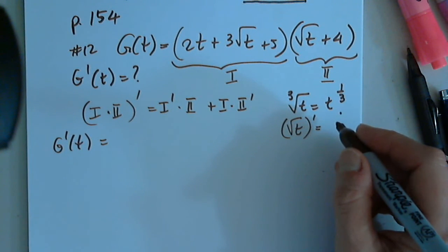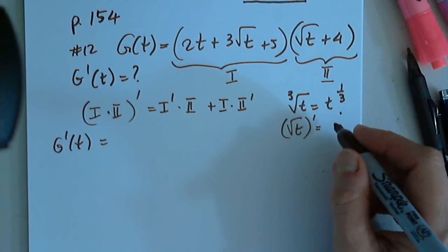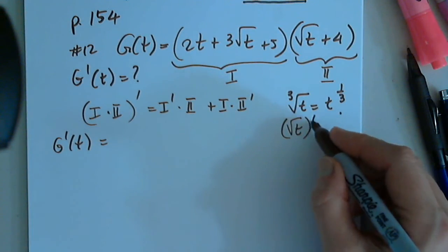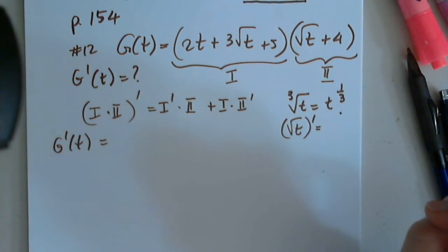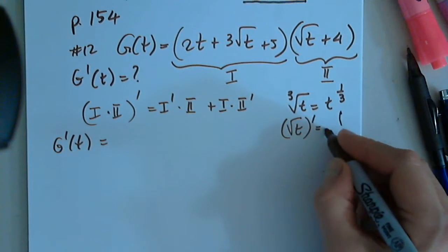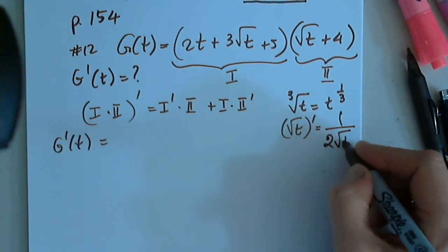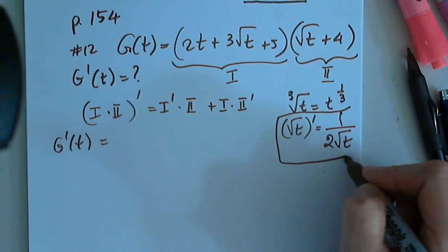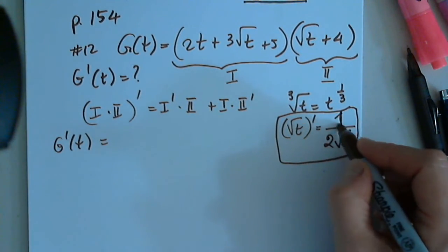Anyone? The derivative of the square root of t. Anyone? t to the power of 1/2. The derivative directly with no changes. Would it be 1/2 t to the power of negative 1/2? Okay, this is the answer.